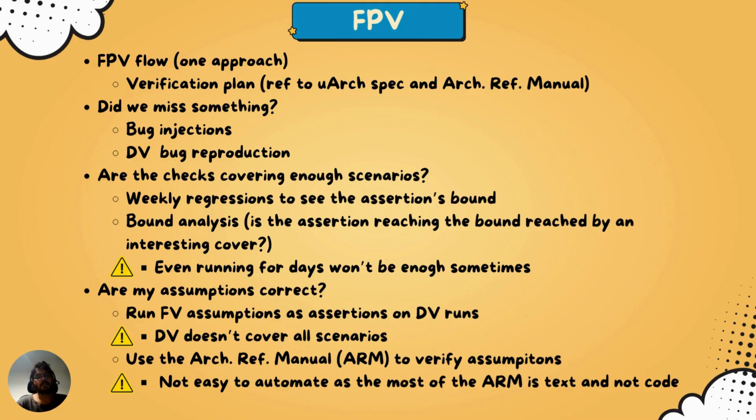There are multiple approaches for doing that. You can try injecting bugs yourself, or you can try to reproduce the bugs which are already filed by somebody else, let's say the simulation team. Once you're confident, you can move on to checking even more scenarios, even more sanity checks. You could run regressions and see if your checks are reaching enough bounds.